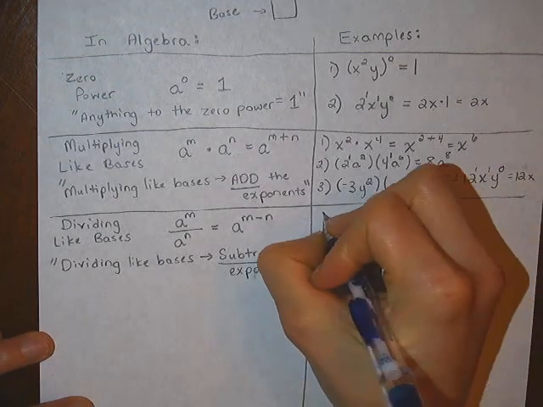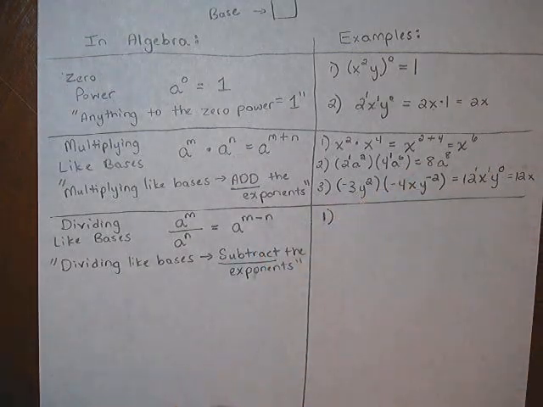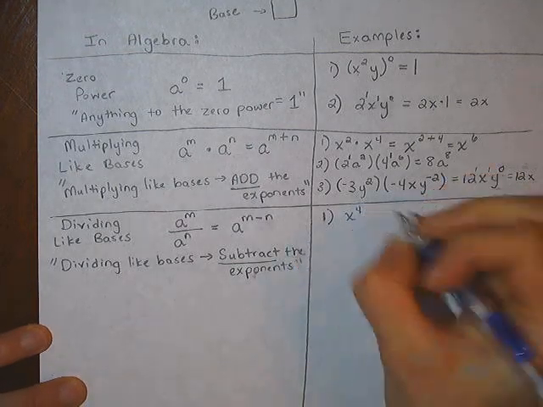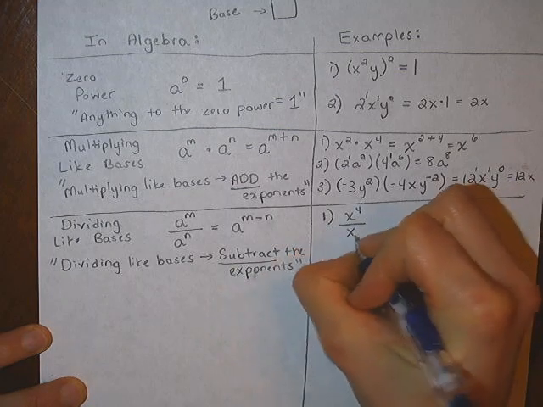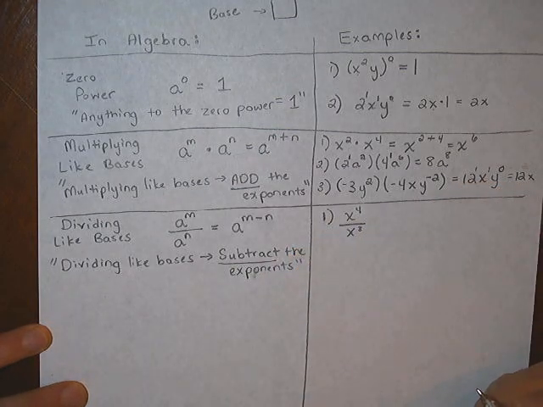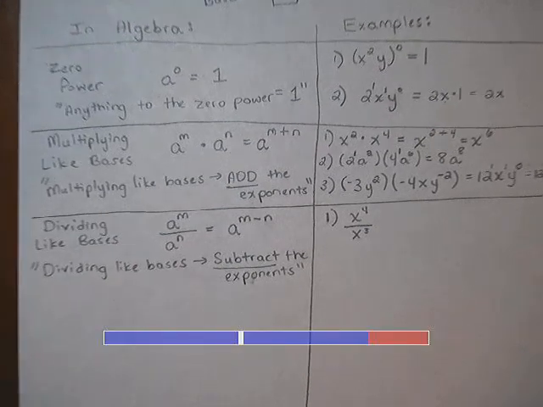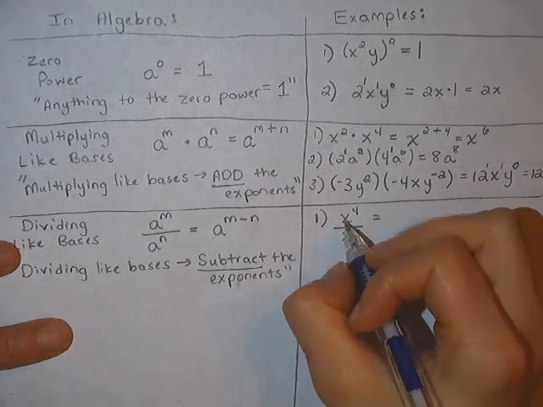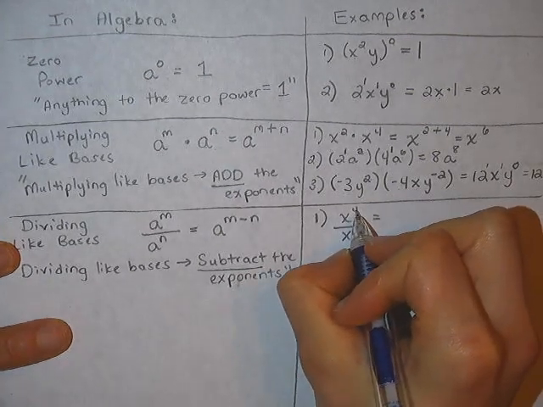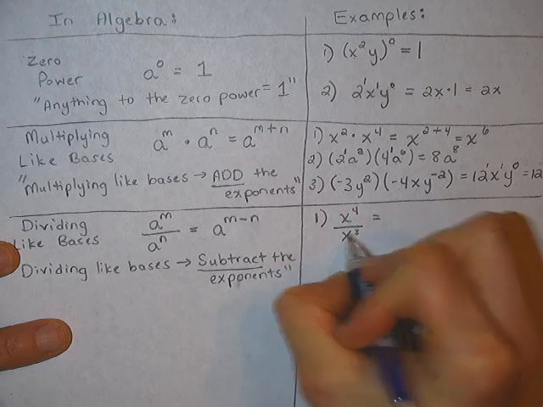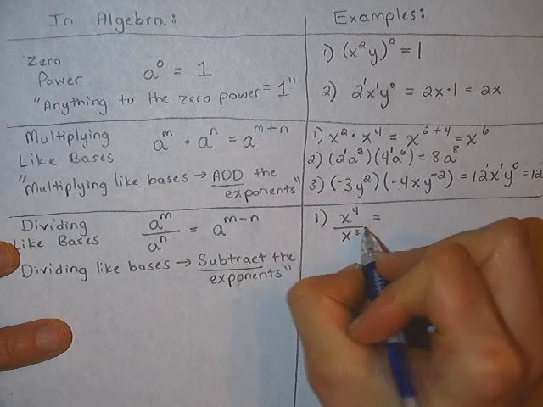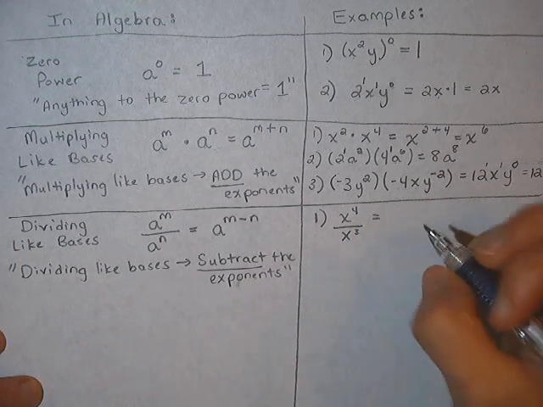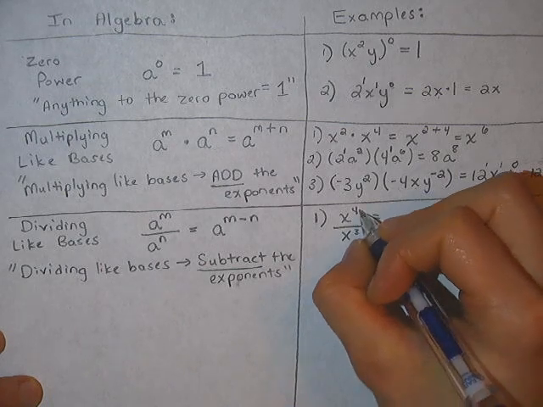Okay, so let's do an example so you can see how it works when we actually have numbers in there. So let's say that we have x to the fourth divided by x to the third. All right, so when we have something like this, notice we have a base of an x and an exponent of 4, and then a base of an x with an exponent of 3, and then we're dividing them. So that rule does apply here because we're dividing like bases. And so when we divide like bases, we simply subtract their exponents.